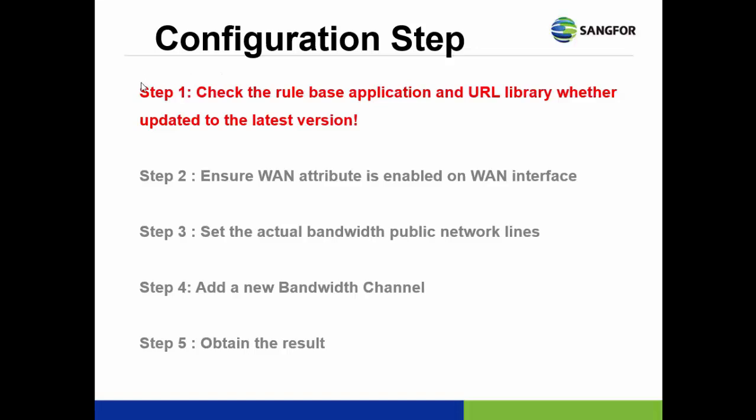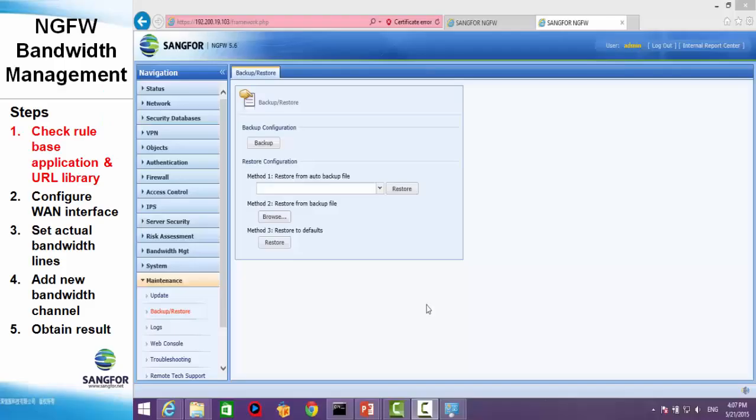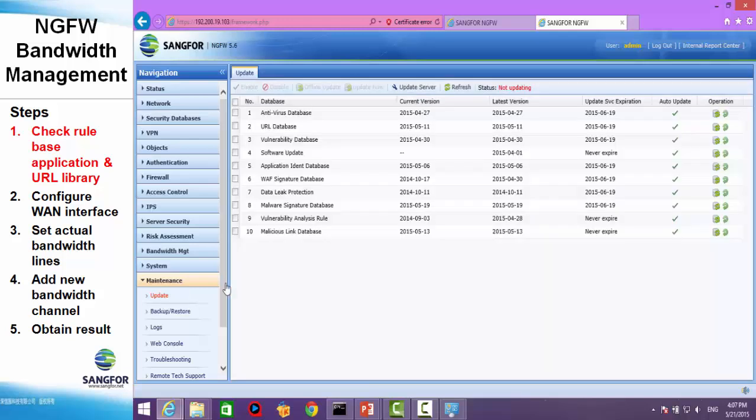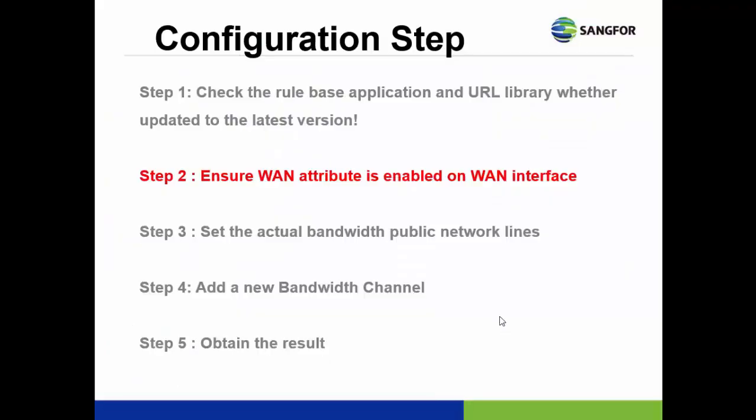Now for step one, we have to check whether the rules based application and URL library are updated to the latest version. So under the maintenance, we can see the update button, we'll click it. And under the URL database category, you can see the current version and the latest version. All you have to do is just make sure the current version matches the latest version.